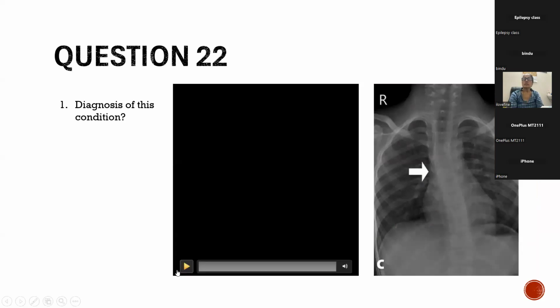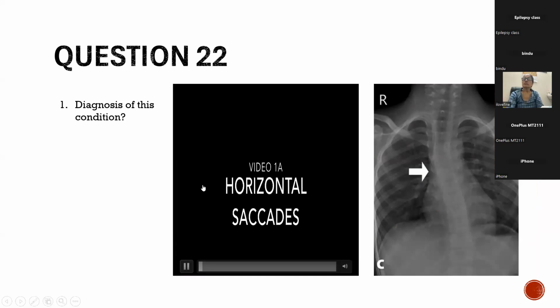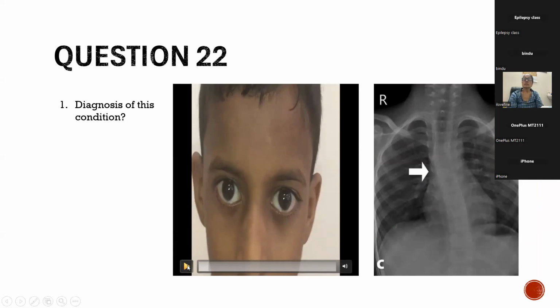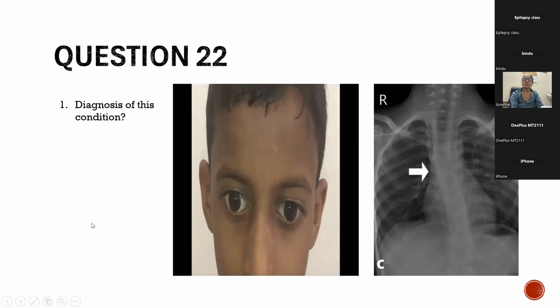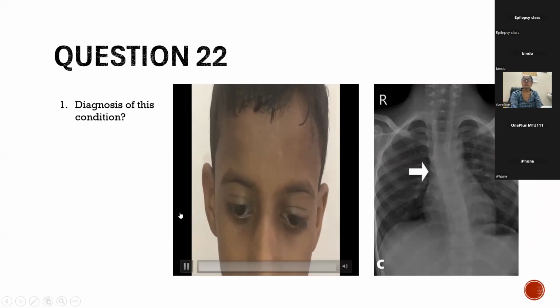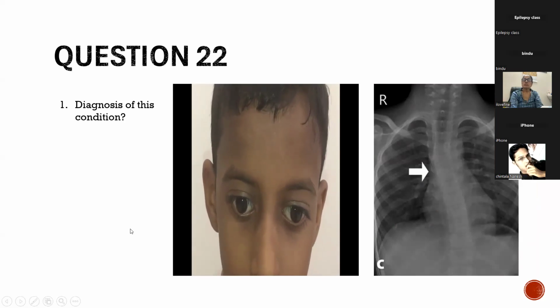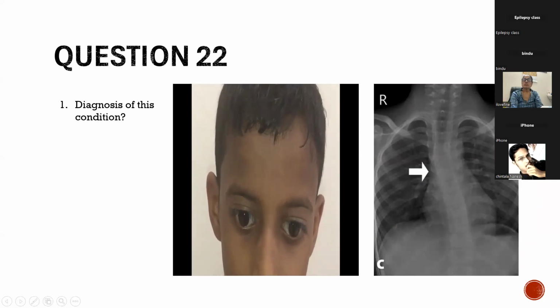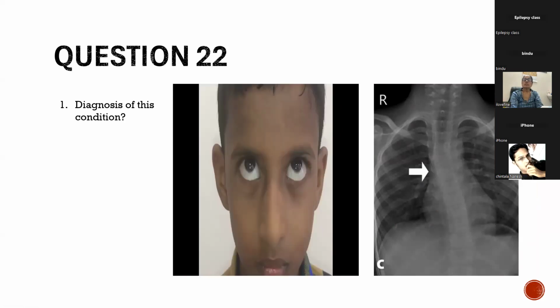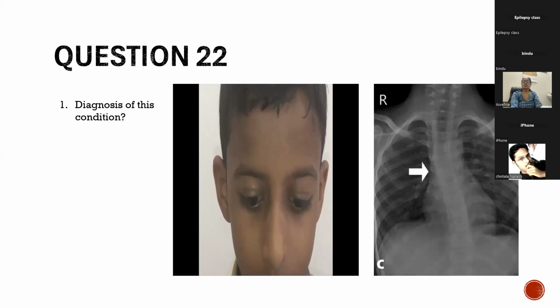Question number 22. What is the diagnosis of this condition? This is taken from a case report published here, where we are showing horizontal saccades and the patient is not able to perform the horizontal saccades, horizontal movements. But other movements he is able to perform.